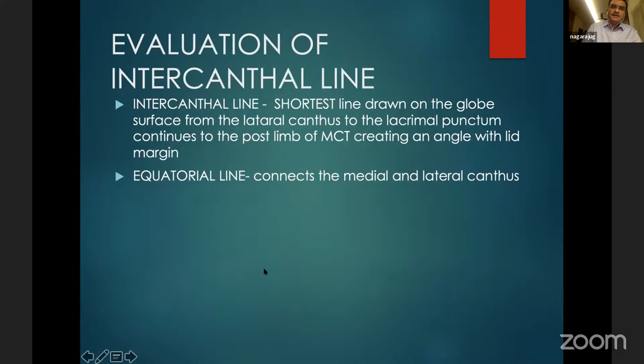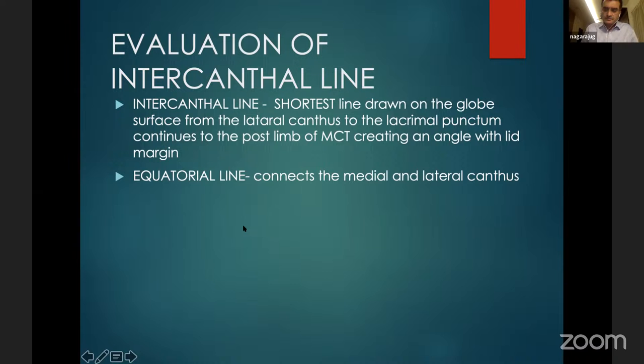The other thing is the intracanthal line. This is one new concept, which is very interesting. It is just academically very interesting to know about this. Intracanthal line is the shortest line drawn on the globe surface from the lateral canthus to the lacrimal punctum, continues to the posterior limb of the medial canthal tendon, creating an angle with the lid margin. The equatorial line usually connects the medial canthus and the lateral canthus. See, the shortest line drawn on the globe from the lateral canthus to the lacrimal punctum, which continues to the posterior limb of the medial canthus, is your intracanthal line.